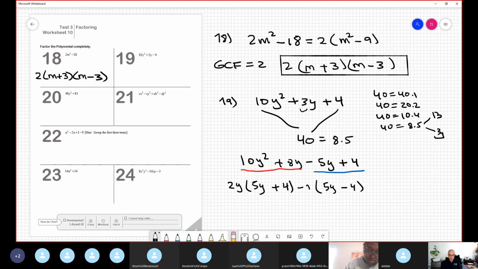Okay. So unfortunately, you can see, wow, this binomial and this binomial are not the same. That means this combination doesn't work. And we have no more combinations here. So what is the answer, Professor? Oh, the answer is prime. This trinomial is impossible to factor. I tried to do my best, but it was impossible. And sometimes it happens. Not frequently, but it happens.